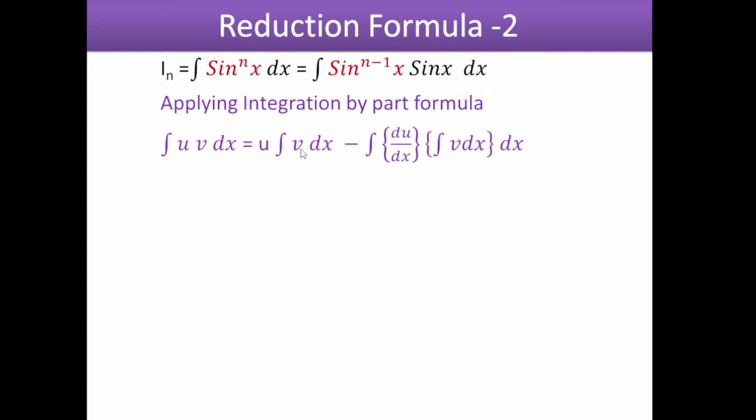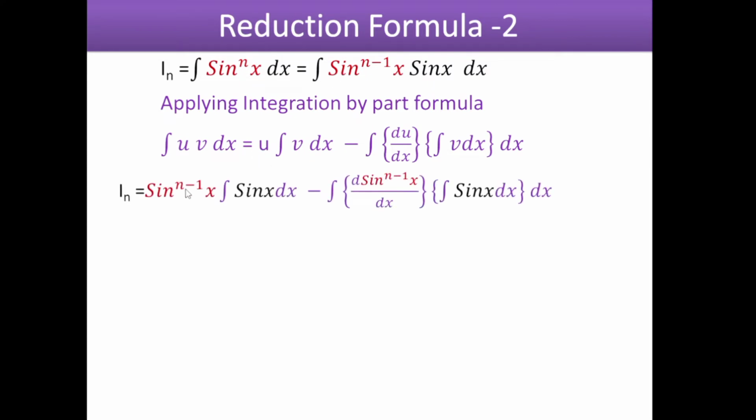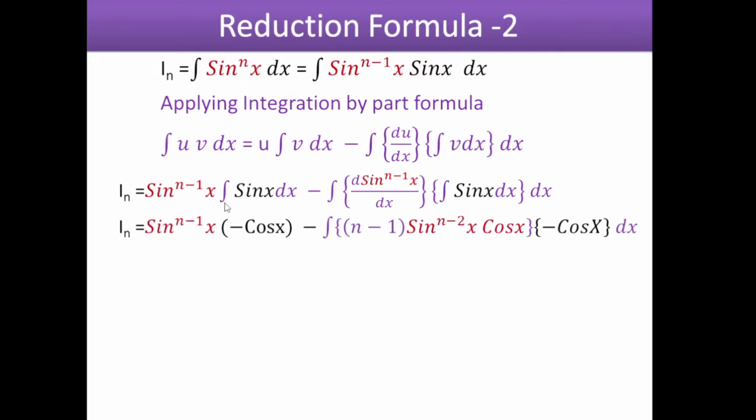By applying this formula to this question, the first function u is sine n minus 1 x, times the integration of the second function sine x dx, minus the integral of the derivative of this first function, n minus 1 sine power n minus 2 x cos x, times the integration of the second function sine x. We have the integration of sine x is minus cos x. This function remains the same, minus the sign of integration. The derivative of sine n minus 1 x is n minus 1 sine n minus 2 x multiplied by cos x, by applying the chain rule of the derivative, and the integration of sine x is minus cos x.